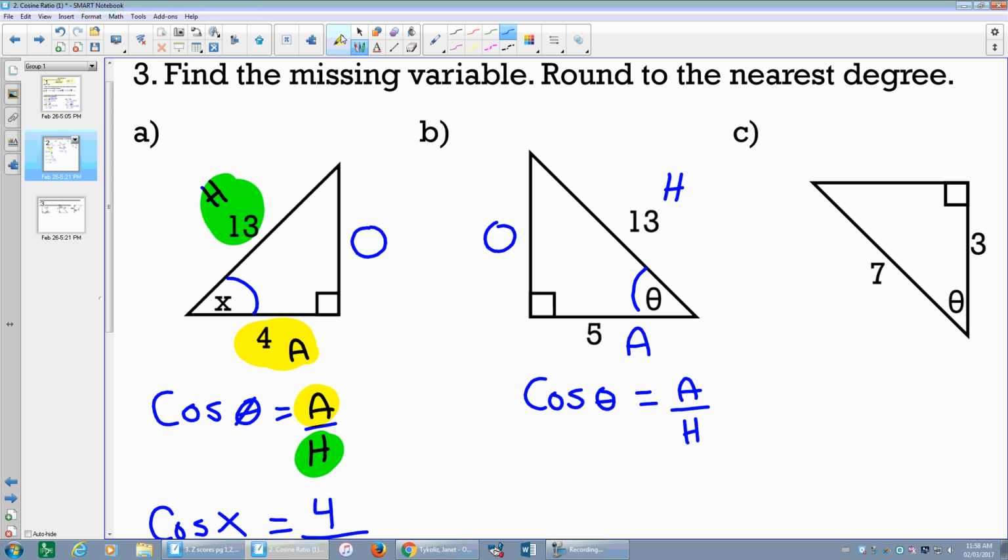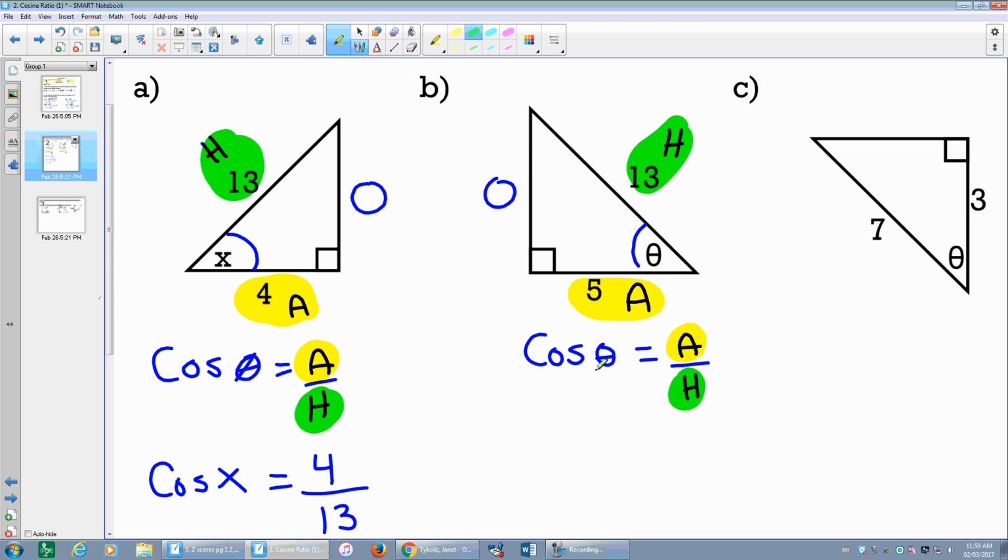So now when I plug in this information, here's my A side, here's my H side. Again, what is my point of reference here? They've called this theta, so I'm going to keep it as theta. So what do I write? Cos theta equals adjacent is 5, hypotenuse is 13.